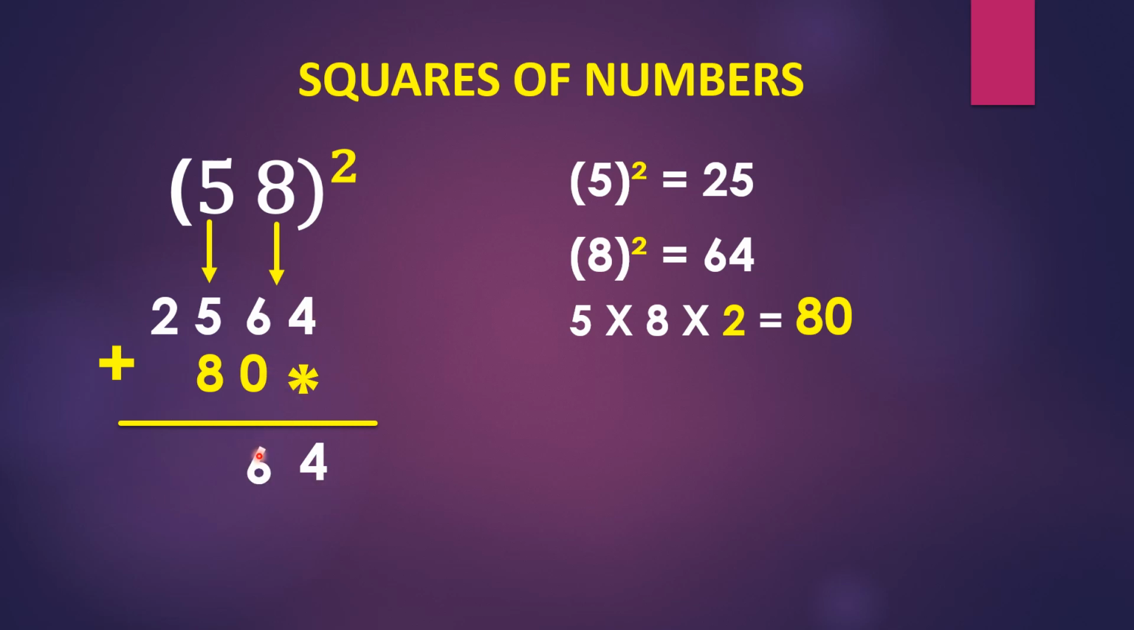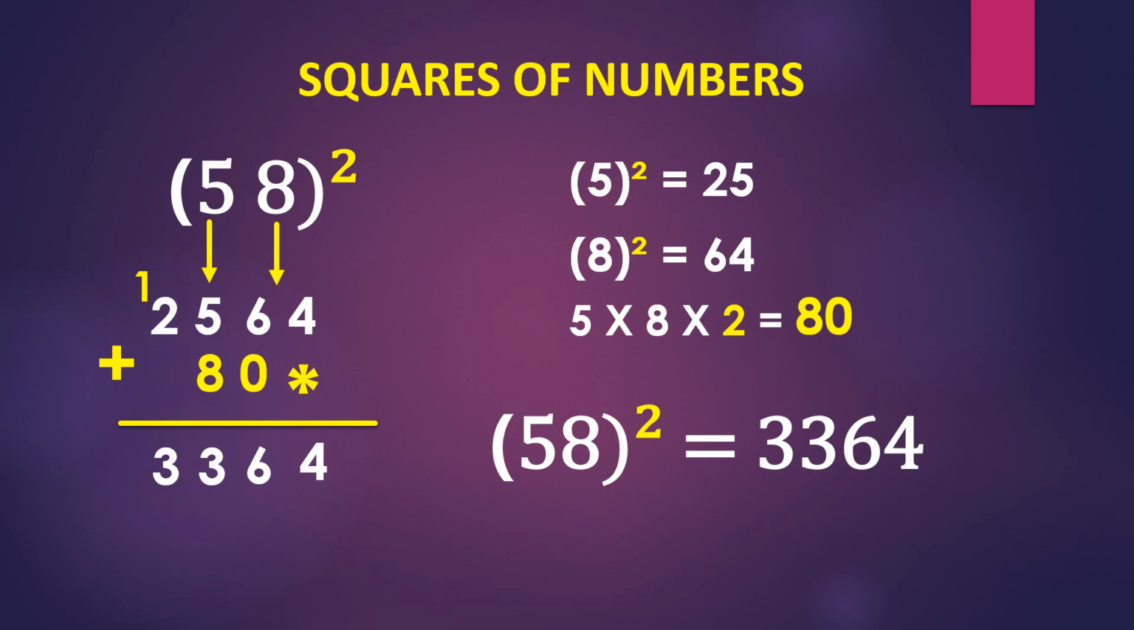6 plus 0 is 6. 5 plus 8 is 13. Carry over. 2 plus 1 is 3. Therefore, 58 square is 3364. So within 3 steps we are getting the answer.